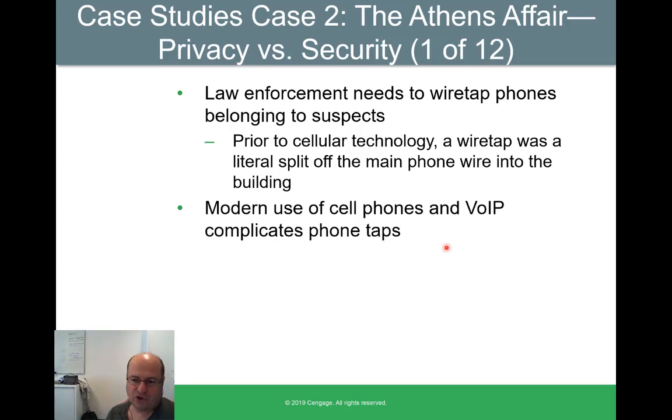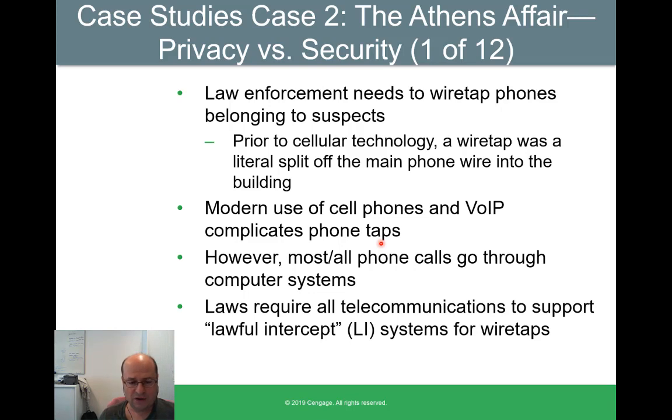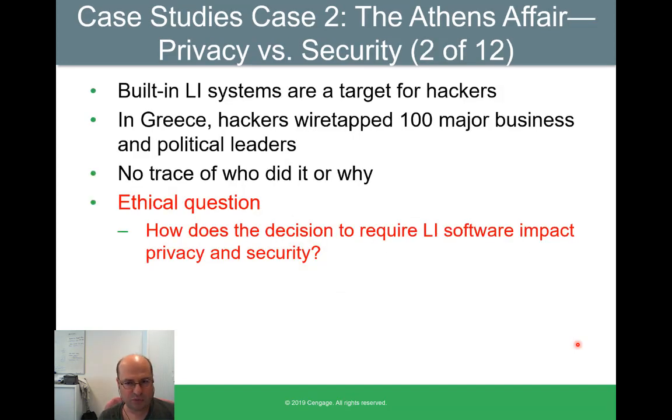Modern use of mobile phones and voice over IP complicates phone taps. However, most, if not all, phone calls go through computer systems. So some laws, especially in the US, I'm not sure about here, require that all telecommunications companies support what's called lawful intercept, or LI, systems for wiretaps. Basically, this book was published in the United States, and in the United States, it's a requirement for the telecommunications company to have the machinery for allowing lawful intercept of mobile phone calls.